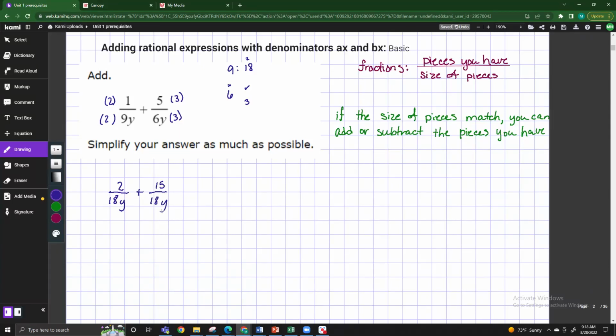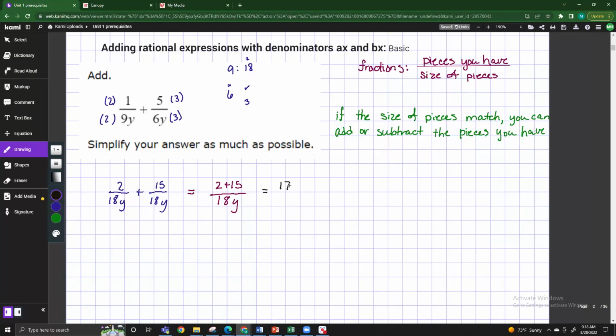Now my pieces are the same size. I can combine those tops. So this is going to equal, usually I work up and down, but when I'm combining fractions and getting them to the same denominator, I work across actually. So the bottom stays the same. Those are the sizes of my pieces. And then 2 plus 15, so I can make it into a single fraction, which will help us later on, so then I actually can do the rest of the math.